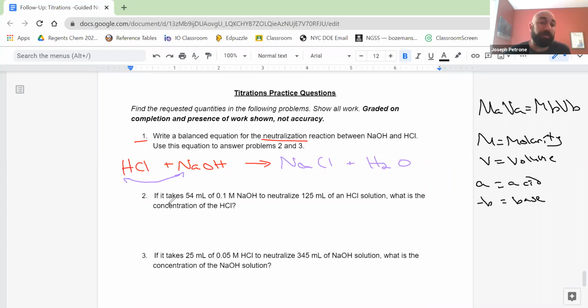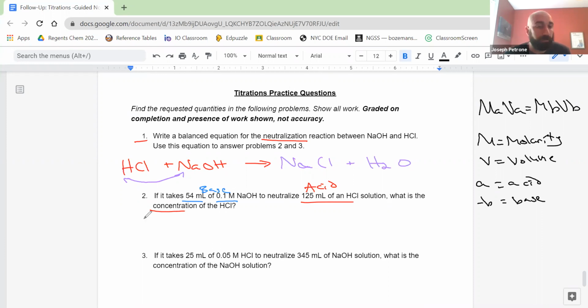So let's figure out what we have here. We have 54 milliliters of 0.1 molar sodium hydroxide. So we have our volume and molarity of our base. And that is to neutralize 125 milliliters of the hydrochloric acid. So this is the volume of our acid. And then we are looking for the concentration, the molarity of this HCl.